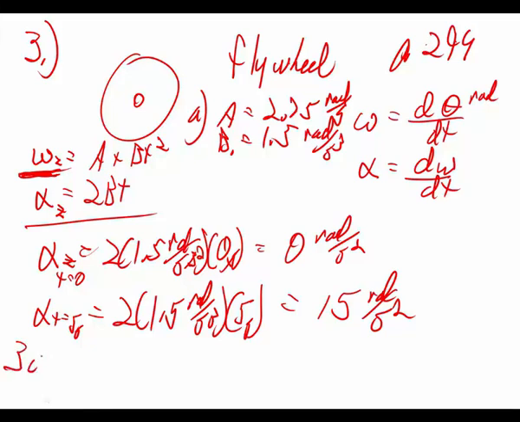All right, now let's do 3C. That was 3B, wasn't it? 3C. Now 3C makes us think a little bit. Through what angle does the flywheel turn during the first 2 seconds? We were not given angular velocity, were we? We were given an equation.